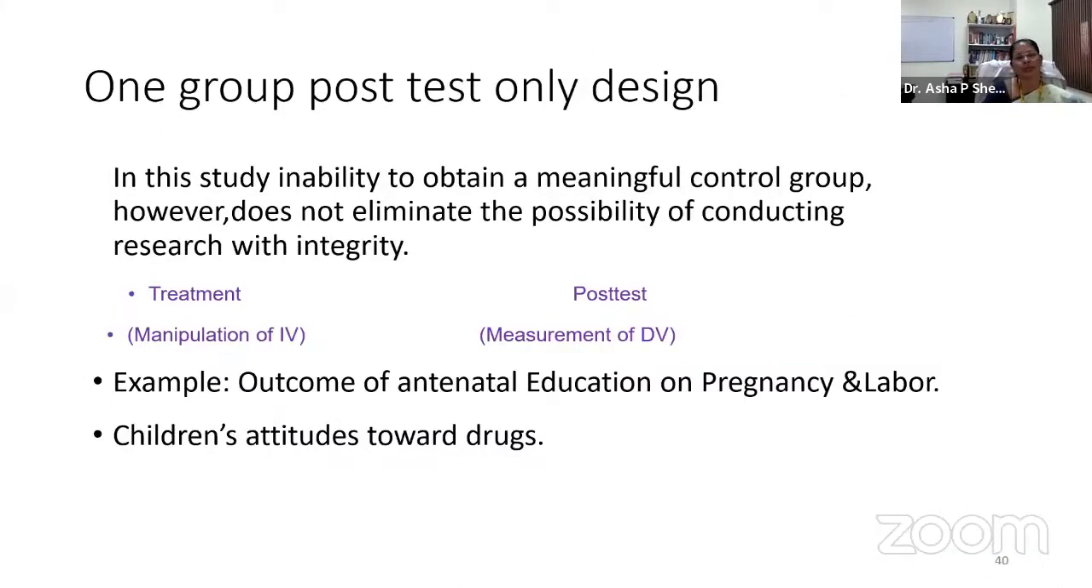Next is the one group post-test only design. In this study, the inability to obtain a meaningful control group does not eliminate the possibility of conducting the research with integrity. So here we have the intervention, but there is no control group, of course there is no randomization, and we are doing the post-test. For example, we can assess the outcome of antenatal education on pregnancy and labor, or children's attitude towards a drug, which can be studied soon after administering the drug to the child, where there is no pre-test also.